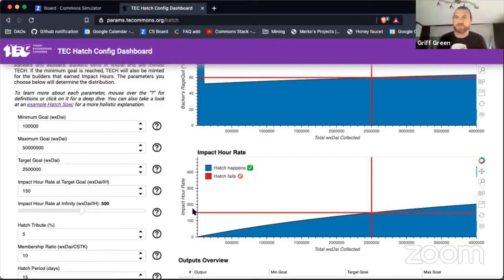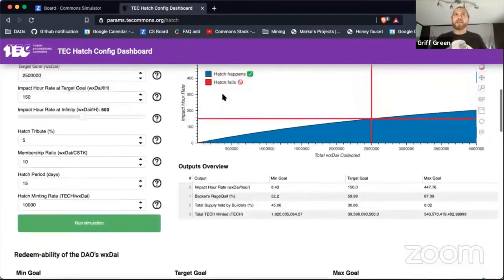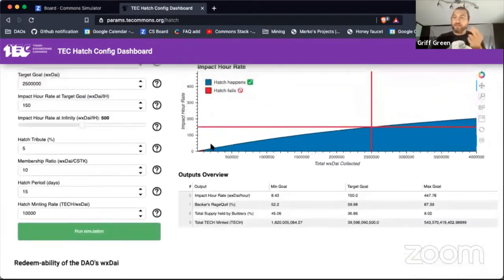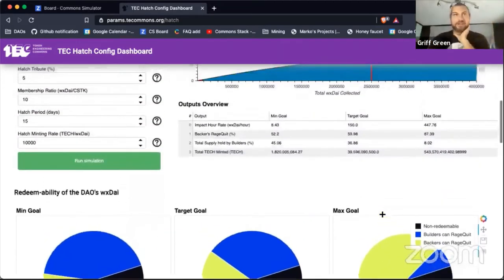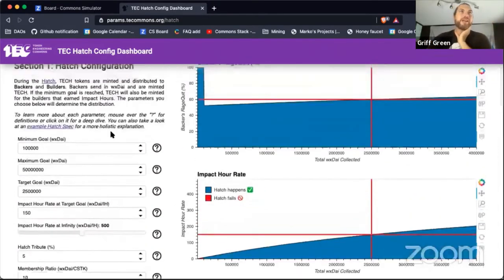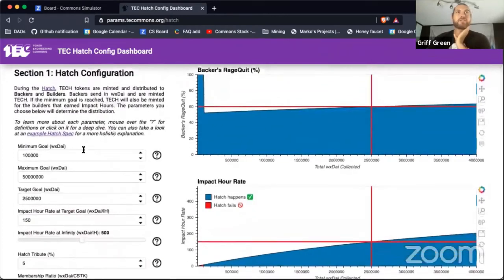If we collect more. The way to do that is to make the impact hour rate, the value of one impact hour, go up as well. But also the percentage of money that goes to the people who put money in should go up. So everybody wants the amount collected to go up. That's the goal of the hatch configuration.